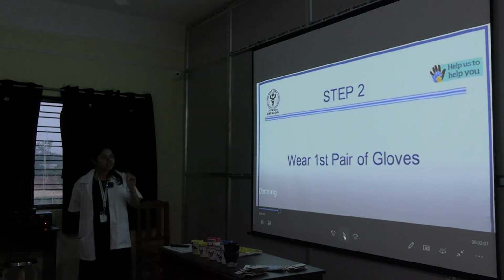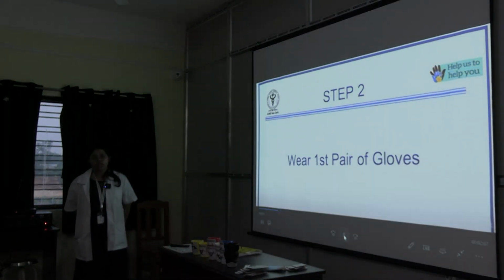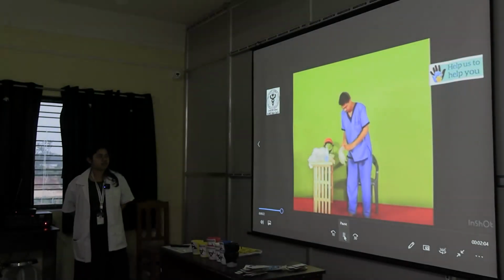Okay, now we will be wearing the first pair of gloves. Gloves was one component in the PPE kit.